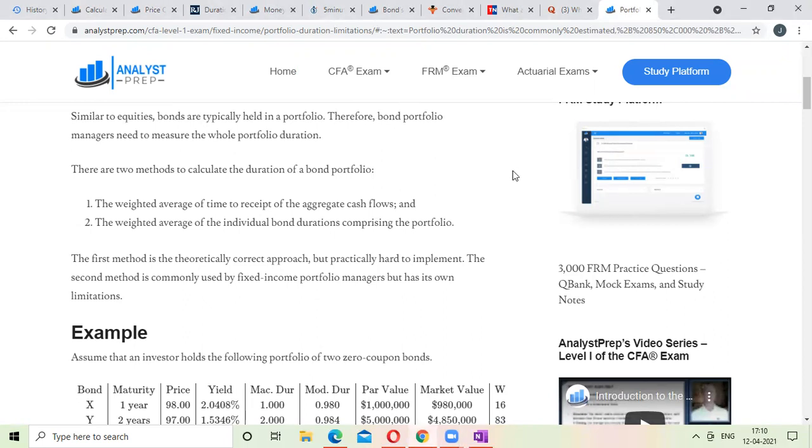So what are you doing here? The bond portfolio managers always try to measure the whole portfolio duration. The higher the duration, the more sensitivity, the more interest rate risk in such a portfolio of bonds, correct? So they always are worried about this duration. They want to calculate that duration. And how will they do that? The weighted average of time to receipt of aggregate cash flows.